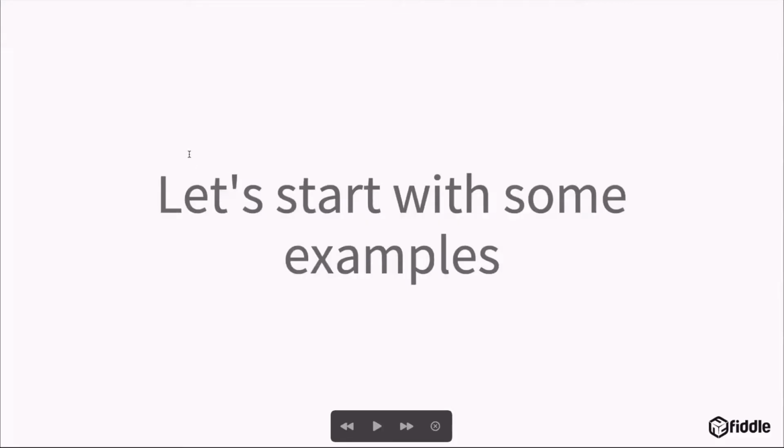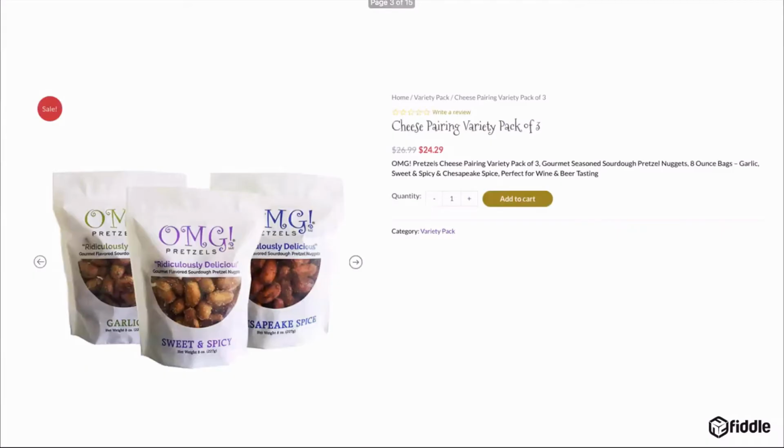So let's just jump right into it and start with some examples. This is something that we're all familiar with, and so this should be pretty straightforward, right? We've all been to e-commerce sites where we see this, or you might actually offer something like that on your website. It's just a variety pack of 3, and it's an easy way to bundle some of your products together so that your customers can try a couple things out.